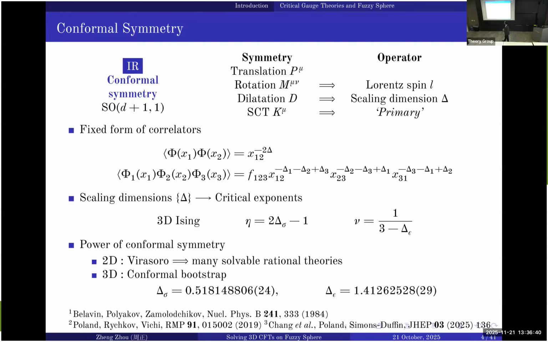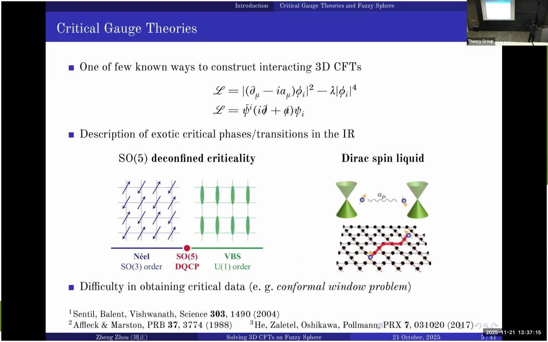Now, the conformal symmetry is known to be very powerful. In 2D, there exists an even larger, infinite algebra of conformal transformation called the Virasoro algebra. This makes many rational theories exactly solvable. Now, in 3D, although the theories are not exactly solvable, the conformal bootstrap can still determine the scaling dimensions of some theories, for example, the 3D Ising, to a very high accuracy, up to 8 or 9 digits. However, there still exist some more complicated theories that conformal bootstrap does not know so well about.